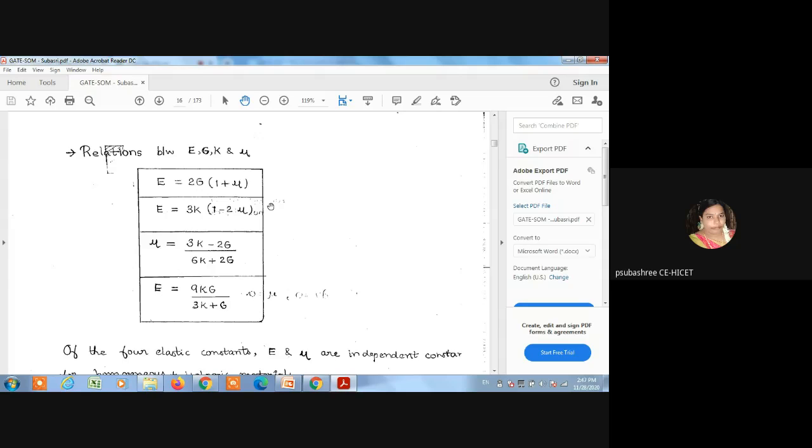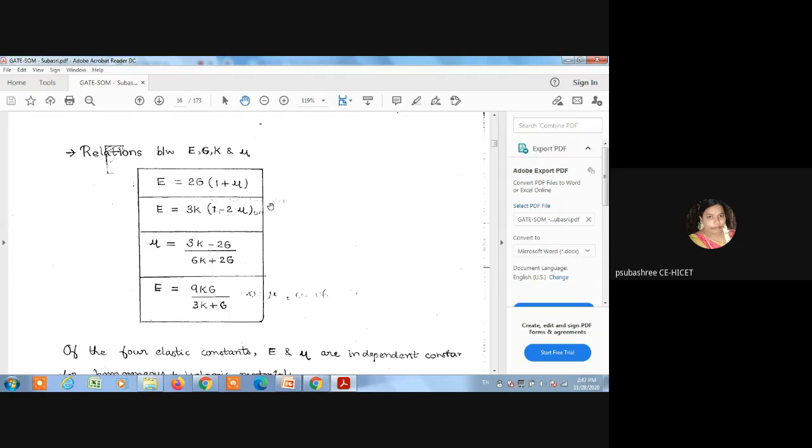Capital G means shear modulus or modulus of rigidity. Mu is the Poisson's ratio. K is the bulk modulus. It's a very important formula, please note it down. Capital E is equal to 2G into 1 plus mu. Then capital E is equal to 3K into 1 minus 2 mu. And mu is equal to 3K minus 2G divided by 6K plus 2G.